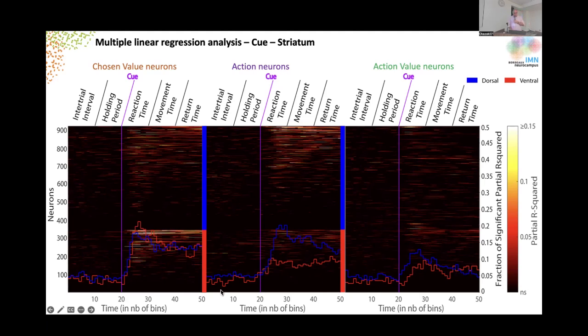Sorry, I forgot to say that this is the mean activity of the population of neurons, and so you see more variation for action neurons in the dorsal than in the ventral, and for the action value neurons, their contribution to the variability is much less than the two others, chosen value and action.